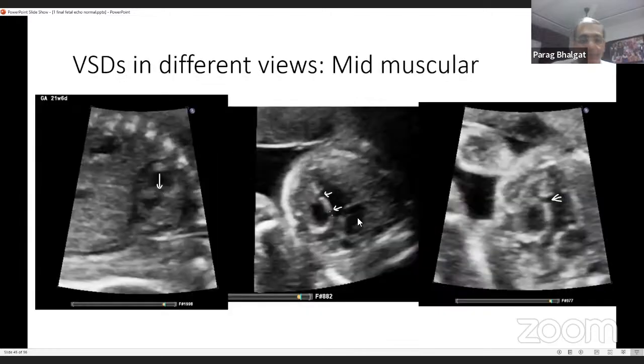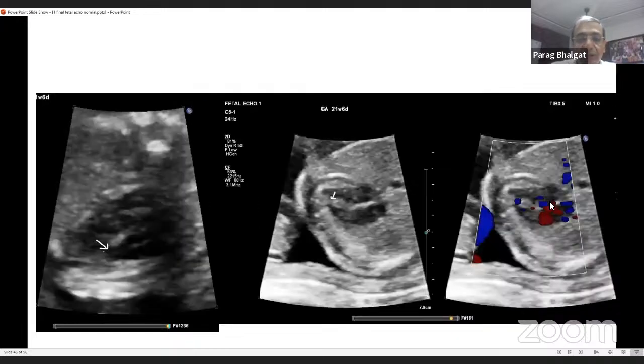Another baby, around 21 weeks. Mid-muscular VSDs are multiple. All these images I have acquired over the last few years. In apical VSD and mid-muscular VSD, these are two VSDs that we can see. Generally, multiple VSDs are easily seen. Perimembranous VSD is difficult to demonstrate because the septum is very thin and they are frequently missed.